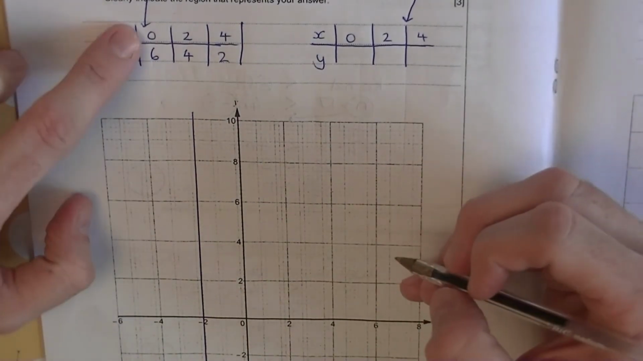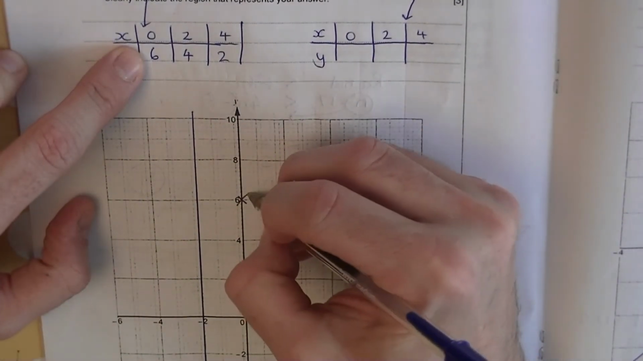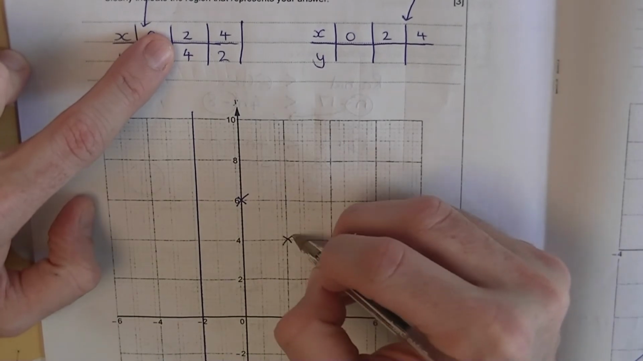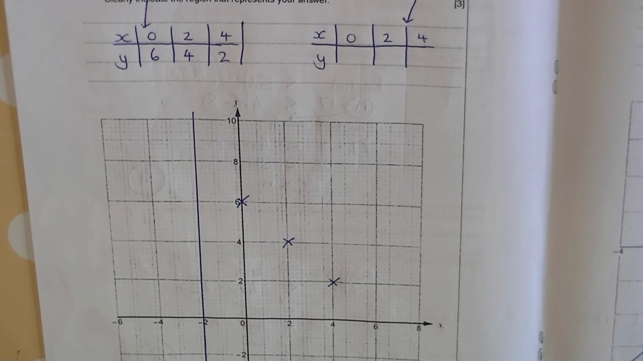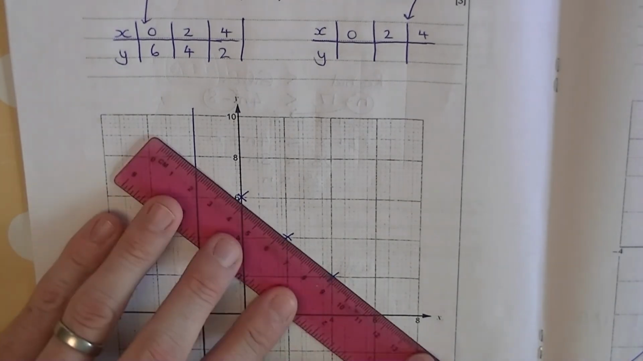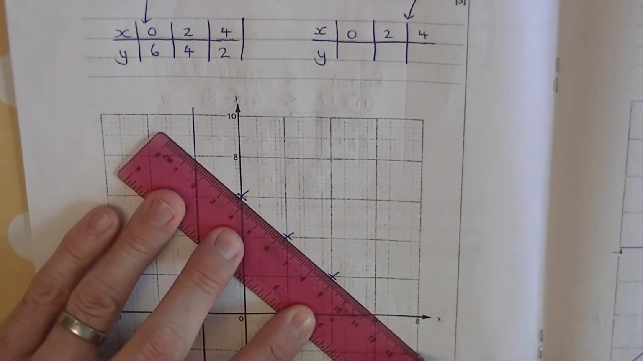So my 3 points are (0, 6), which is there, (2, 4), which is there, and (4, 2), which is there. Those 3 points are enough for me to be able to sketch this line.